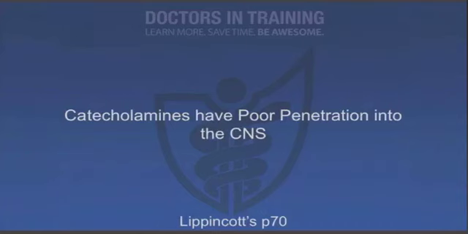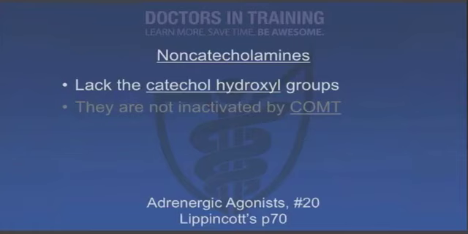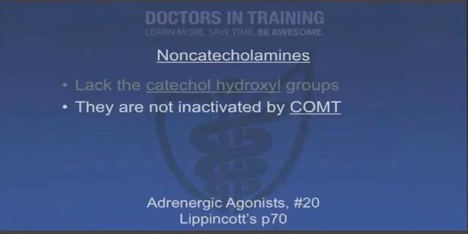Catecholamines are also characterized by this idea that they have very poor penetration into the CNS. Now, non-catecholamines. We had catecholamines, so we got to have non-catecholamines. These are compounds that are lacking the catechol hydroxyl groups that catecholamines have. So these drugs have a longer half-life, and because they lack these groups, they aren't really inactivated by COMT.